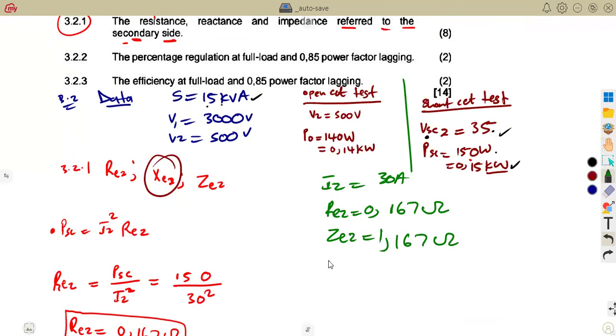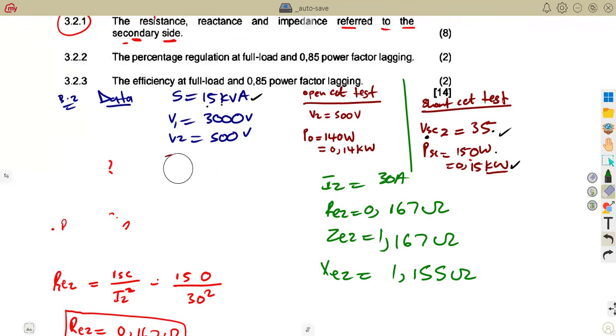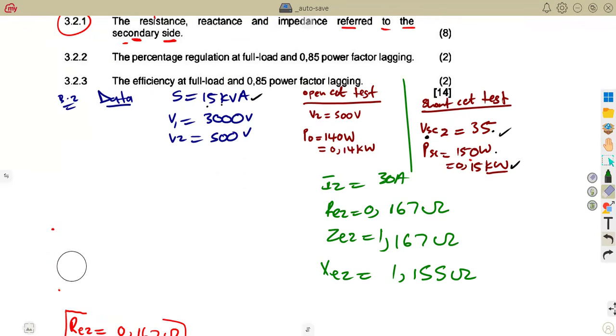1,167 and XE, we calculated it was 1,155 ohms. I'm just going to write these values, guys, in case we need any part there. We will simply have to substitute the information that we calculated. All right, so it was 8 marks, guys, just like that, 8 marks. As you see, the exam is easy to totalize.